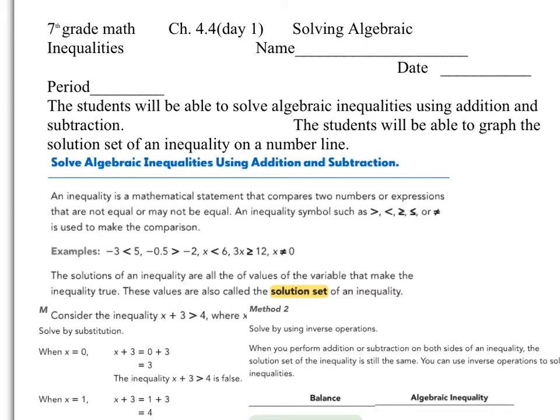So an inequality is a mathematical statement that compares two numbers. An inequality symbol is greater than, less than, greater than or equal to, less than or equal to, or not equal to that can be used for comparison. So we have examples. -3 is less than 5, -½ is greater than -2, x is less than 6, 3x is greater than or equal to 12, and x is not equal to 0.